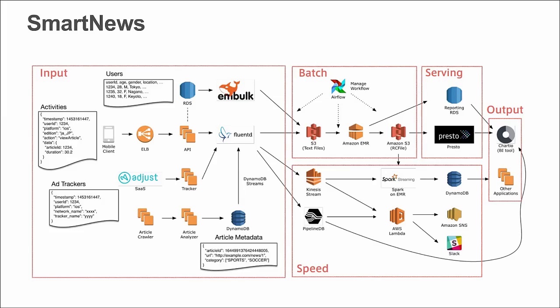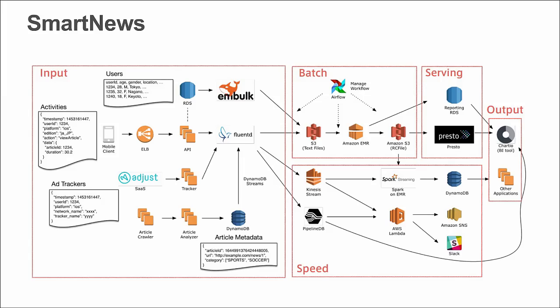So if we look at their batch layer for the moment, they have data coming into S3. They're using Airflow, which is an orchestration service that Airbnb built. And so they're using that to orchestrate the data flows. They use EMR to do the processing and then bring it into RC file format on S3, where they can query it using Presto. And that's connected to Chartio, which is their visualization layer.